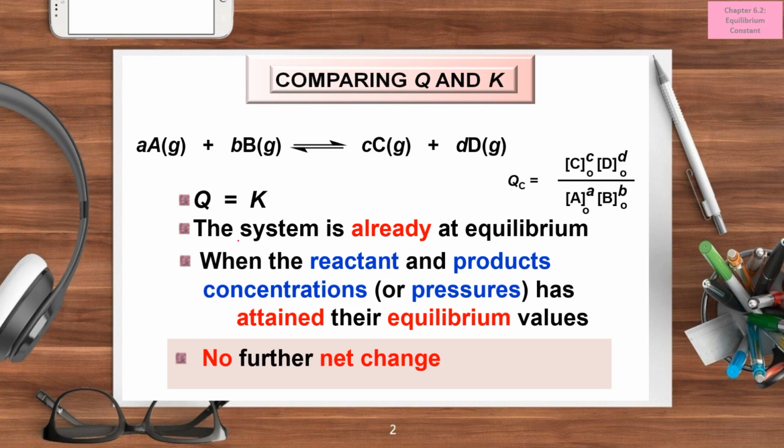If Q is equal to K, the system is already at equilibrium, when the reactant and product concentrations or pressures have attained their equilibrium values. Therefore there is no further net change.